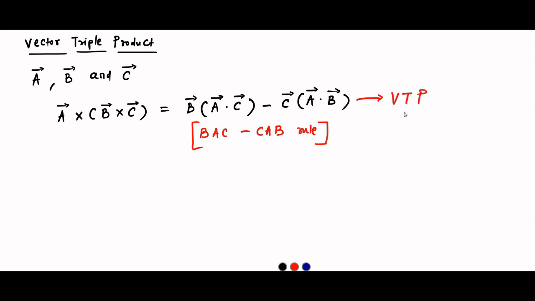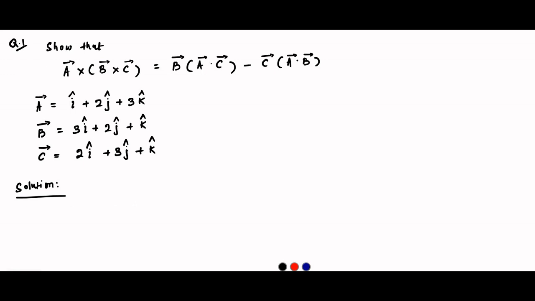Okay, so we'll solve some numerical problems to understand how this works. So here is a question on vector triple product. Basically we have to prove the vector triple product, LHS and RHS. We have to show a vector cross b vector cross c vector is equal to b vector multiplied with the dot product of a vector and c vector, minus c vector multiplied with the dot product of a vector and b vector. The BAC CAB rule we have to verify.